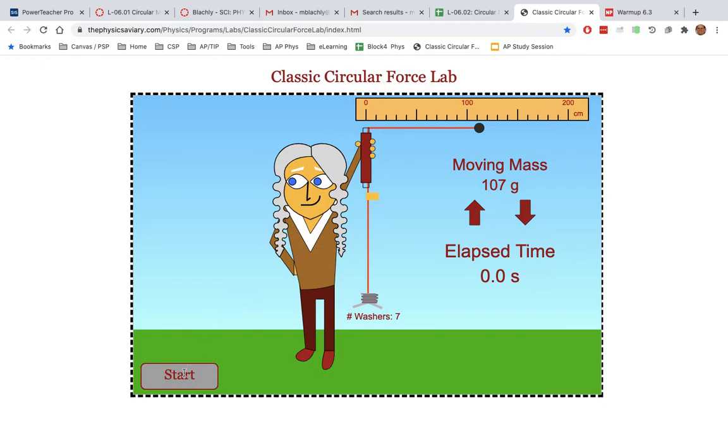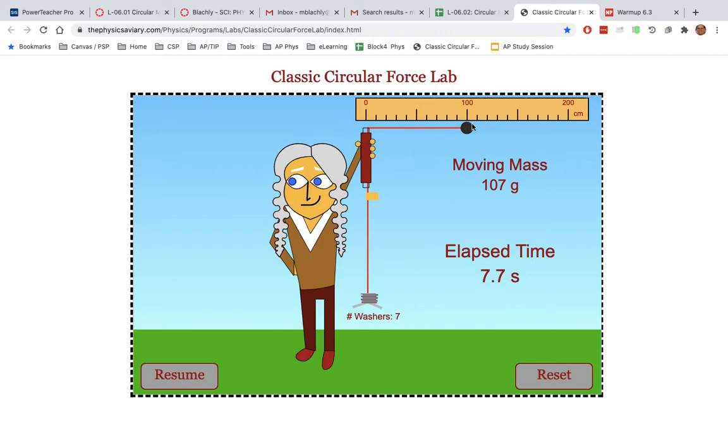And then you are going to start this guy swinging it. Right now he has 7 washers on there. And you're going to let it go 10 times around. So it's going to go 1 time around, 2 times around, 3 times around. And when it's gone 10 times around, you're going to hit pause, and you're going to record the time it took.